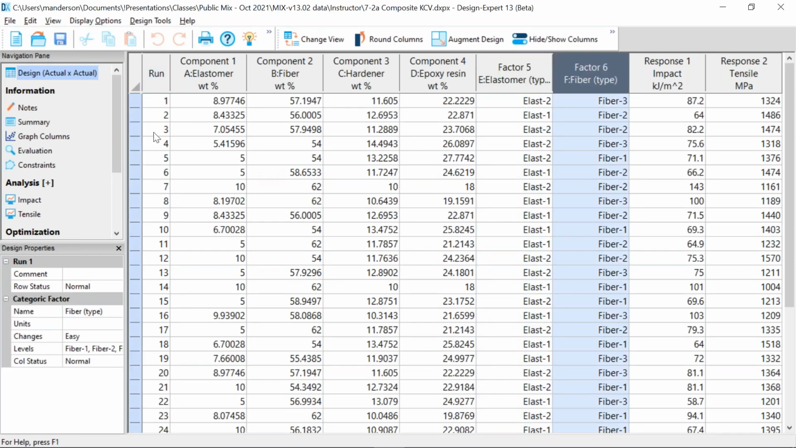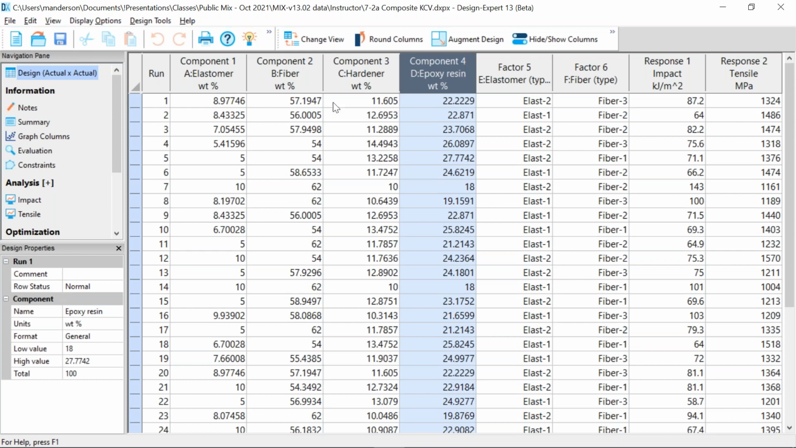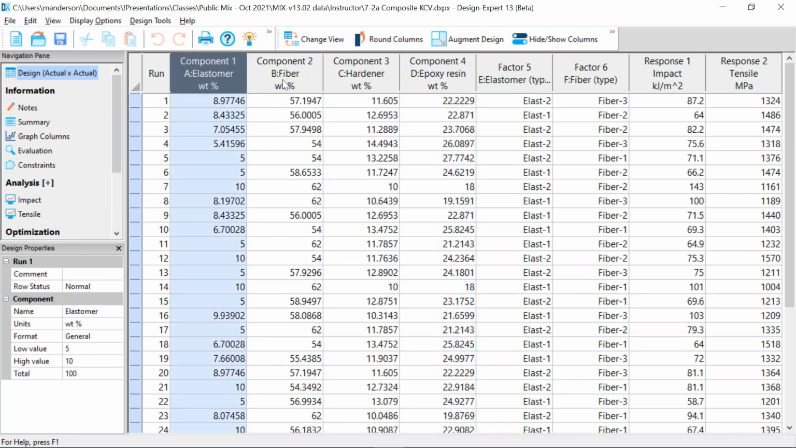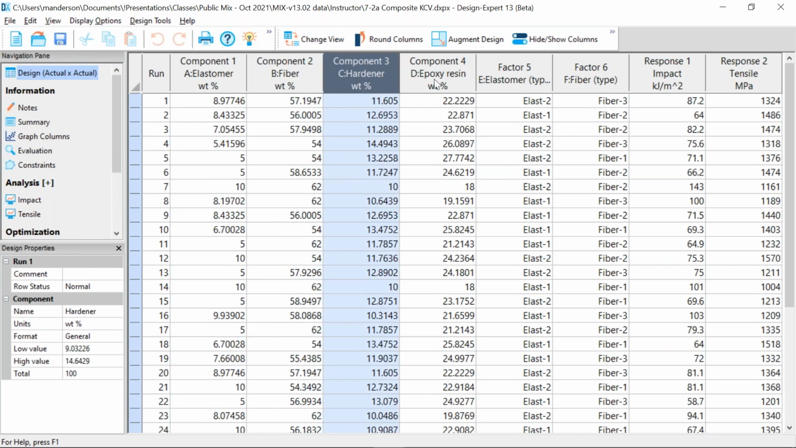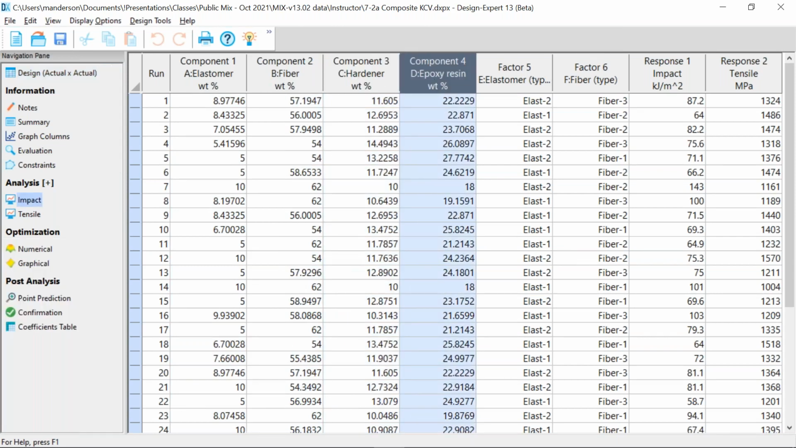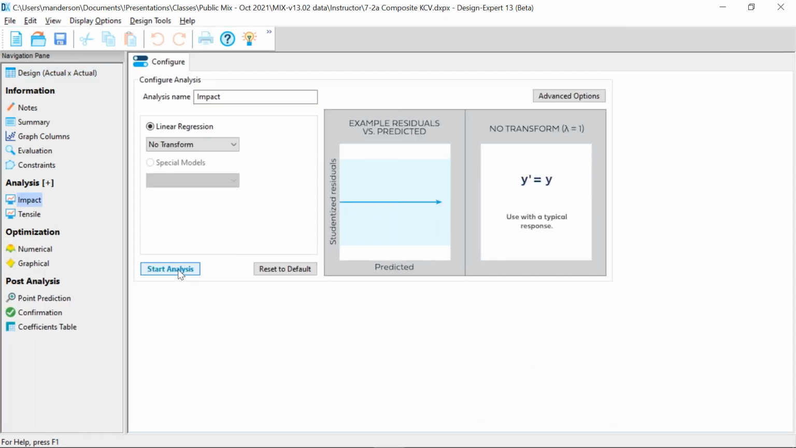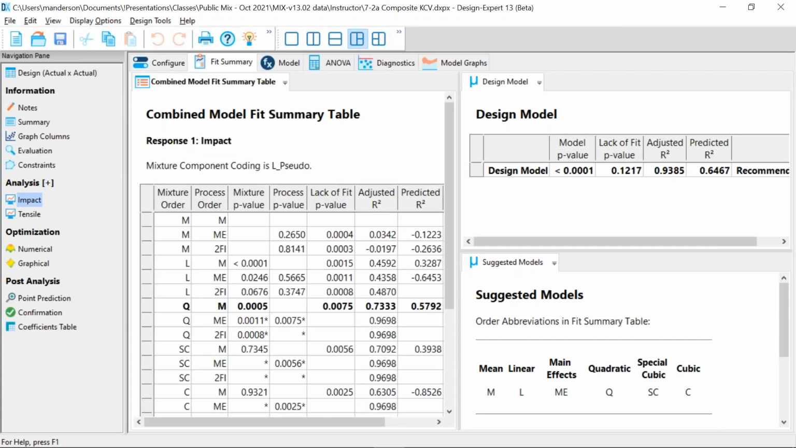So we have epoxy and hardener. I think my write-up isn't showing all the different ingredients. We actually had elastomer, fiber, hardener, and epoxy resin. So then the program, again, can handle this like it can handle just about any type of combination of things. But because it's a combination, there's actually two parts of the modeling. One is on the mixture and one is on the process, which is the categoric factors.